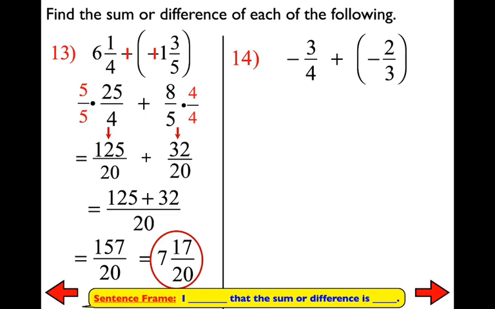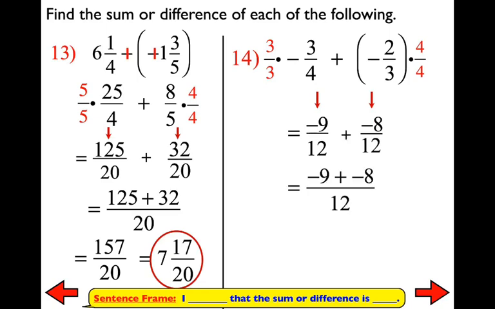Least common denominator is 12, so we're going to turn both those fractions into twelfths. Negative 3/4 is equivalent to negative 9/12. Negative 2/3 is equivalent to negative 8/12. So technically we now have negative 9/12 plus negative 8/12, which is equivalent to negative 9 plus negative 8 over 12. That happens to be negative 17 over 12.